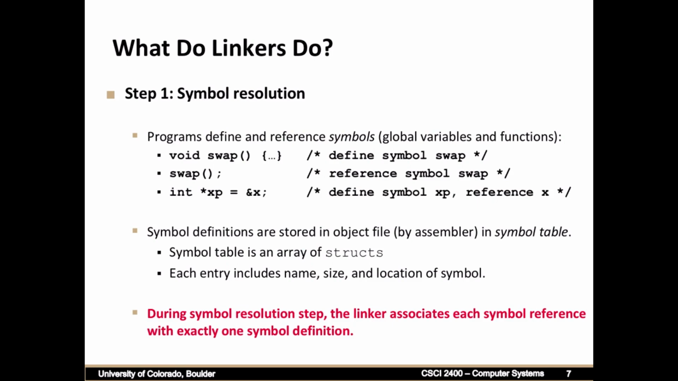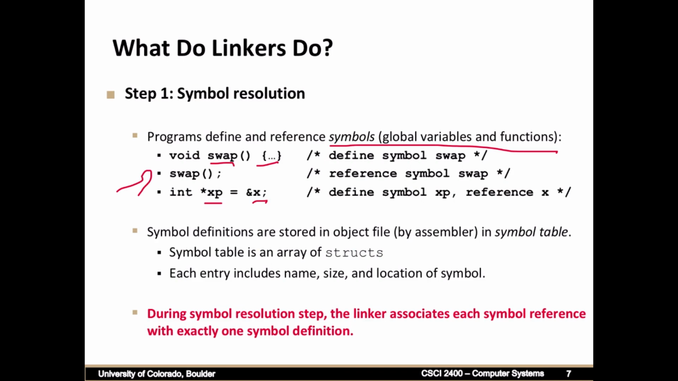So what do linkers do? The first thing that they do is symbol resolution. A program has a set of symbols, which are global variables and functions. For example, swap is a symbol. This is the definition of a symbol, as we define the function. It's the definition because we're providing the body of the function here. This is then a reference to the swap function; we're actually trying to use it. This is both a definition of a symbol, the xp, and a reference to the variable x.